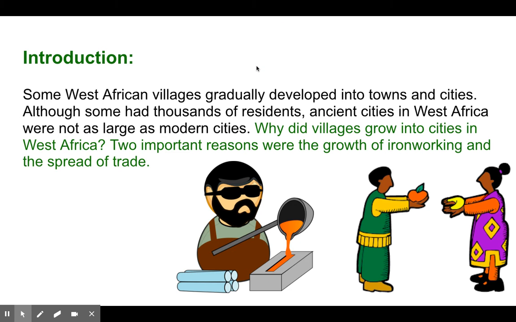Introduction. Since Introduction is written in green, you're going to write that on the left-hand side of your notes, and later you're going to write whatever's written in green on the right-hand side. Some West African villages gradually developed into towns and cities. Although some had thousands of residents, ancient cities in West Africa were not as large as modern cities. Our question is, why did villages grow into cities in West Africa? 2 important reasons were the growth of ironworking and the spread of trade. And you can see from our picture, we have an iron worker, and then we have people trading.